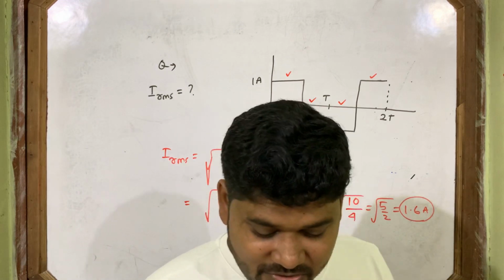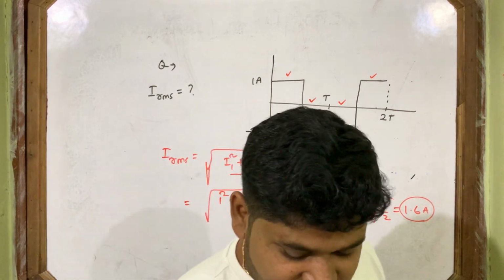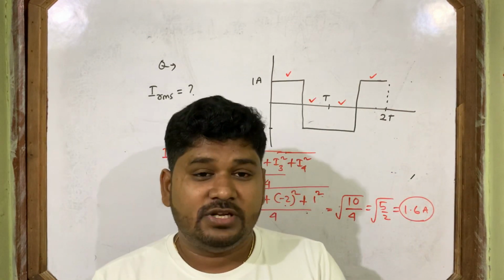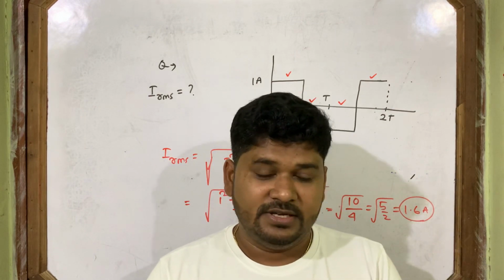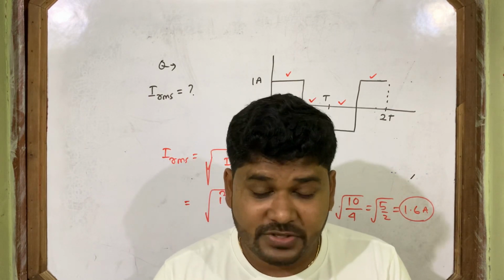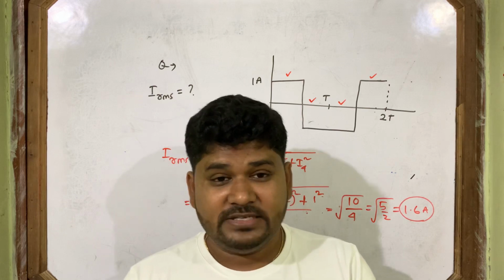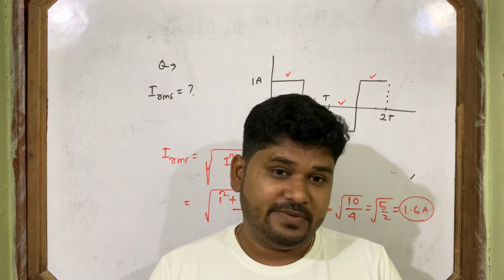So today we discussed what alternating current is and what the different values of alternating current are, like average value and RMS value.